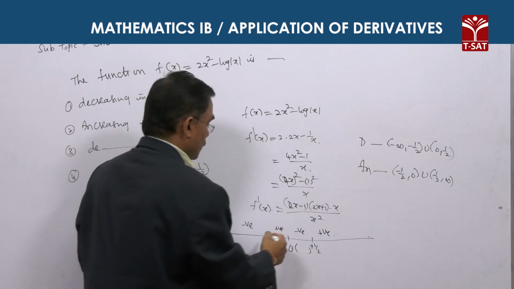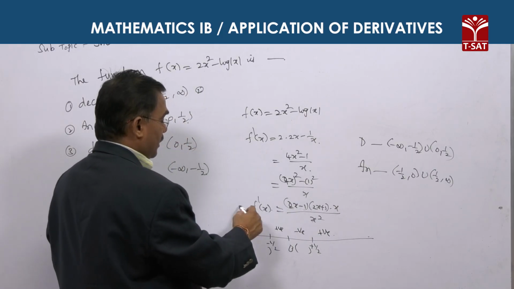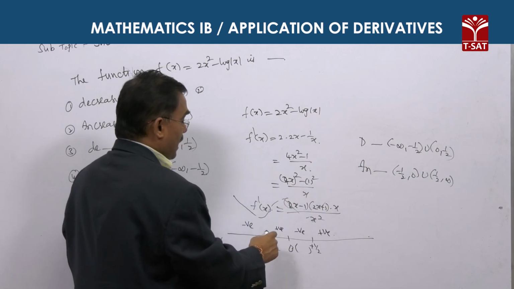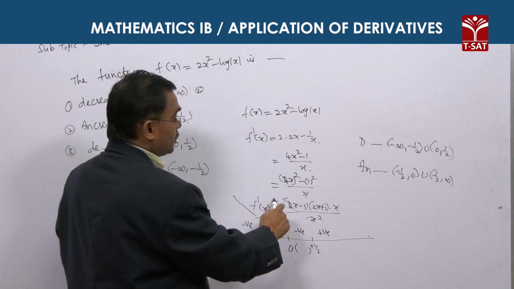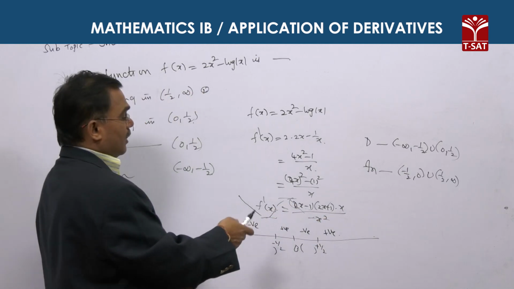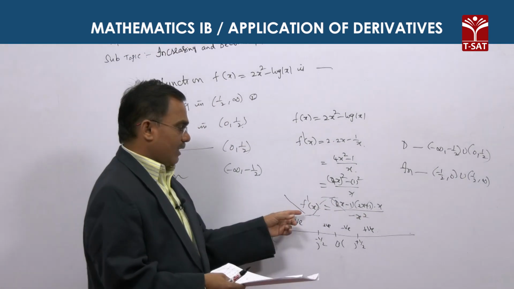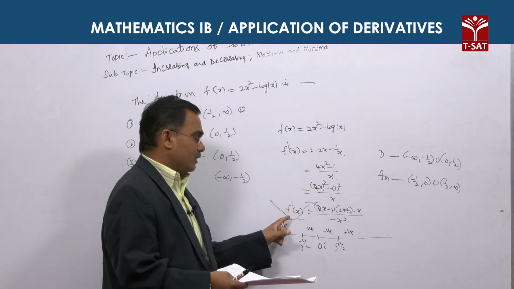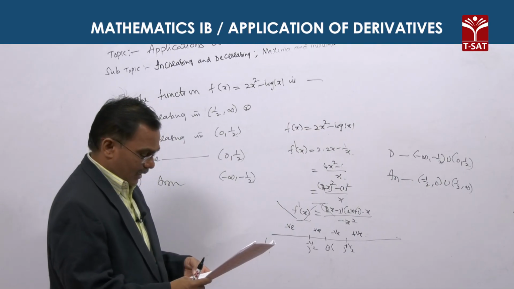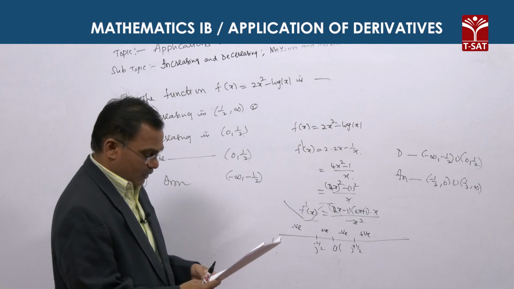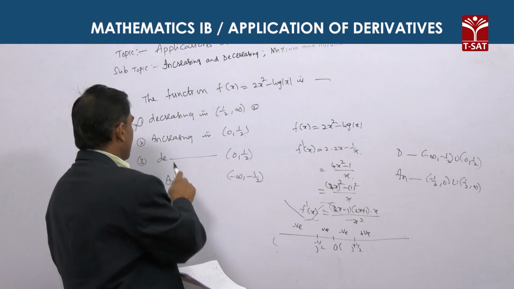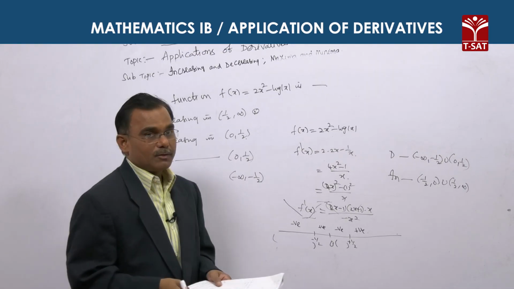We also decide here: at 1/2 it is decreasing and then increasing, so there is a local minimum. At 0 is the local maximum, and at minus 1/2 is also a local minimum. That's why we use the wavy curve method. We decide where it is increasing, where it is decreasing, and also the maximum and minimum values. So the correct answer is: f is decreasing in the interval minus infinity to minus 1/2.